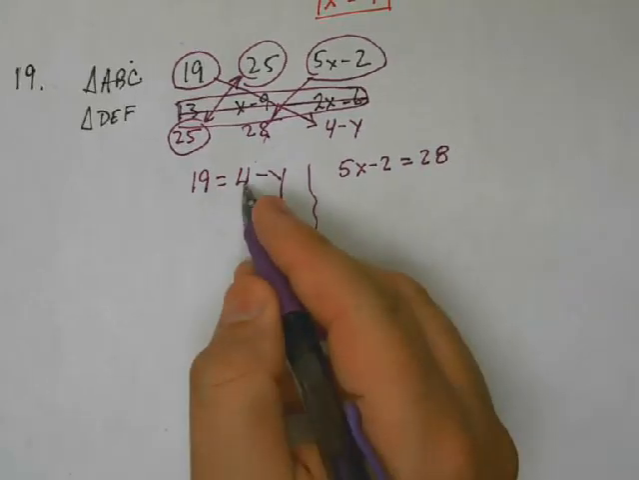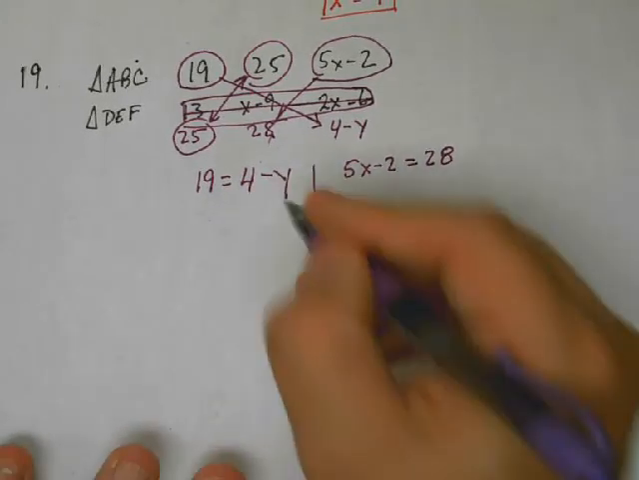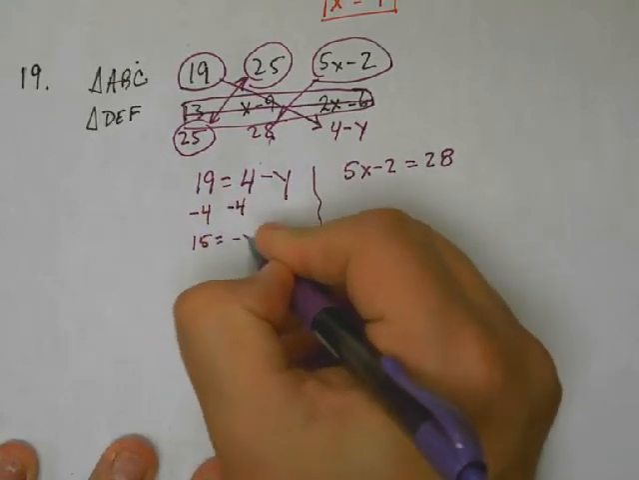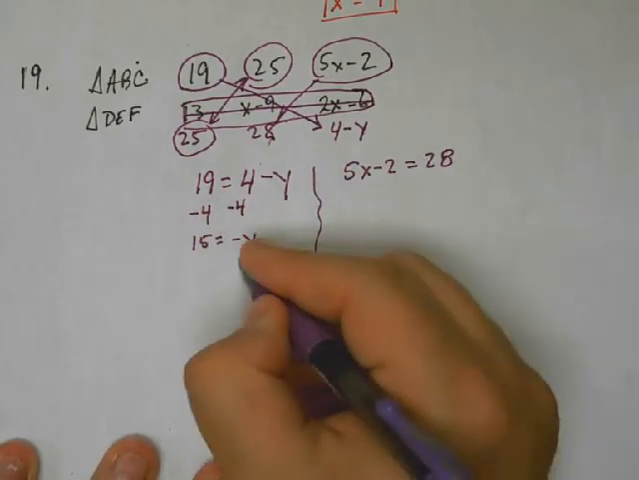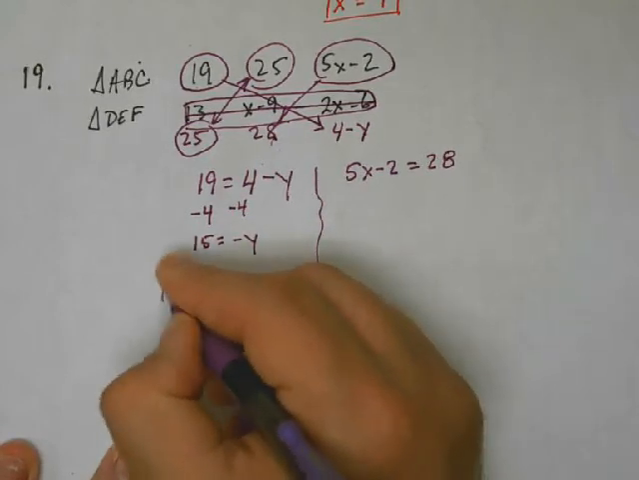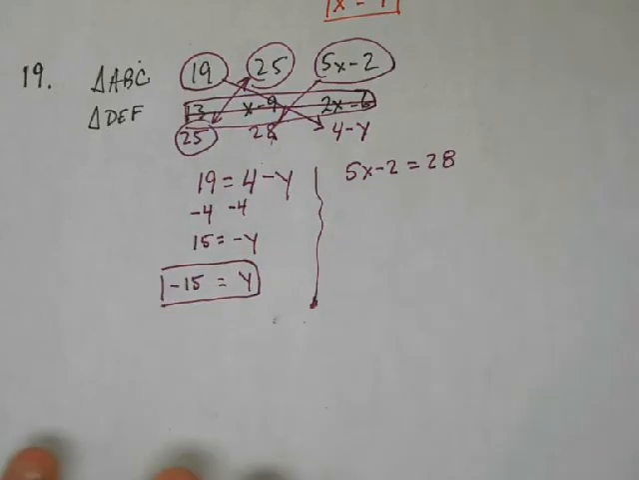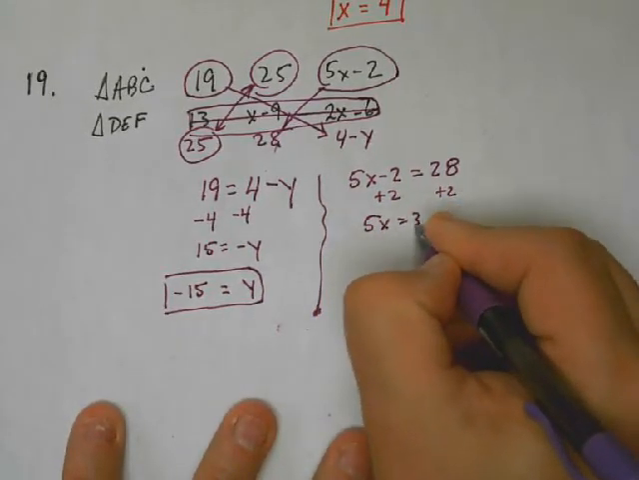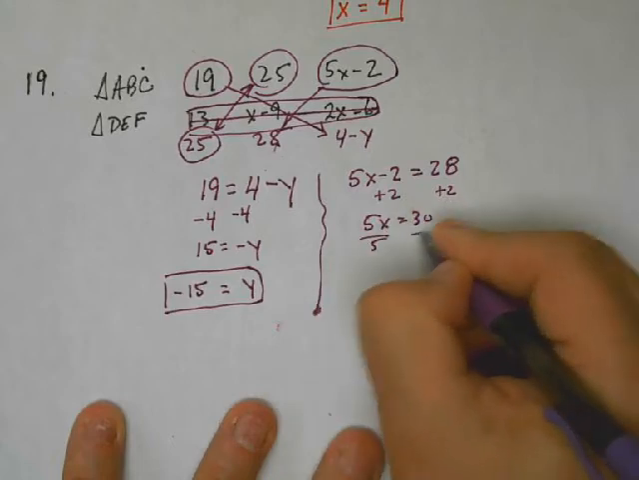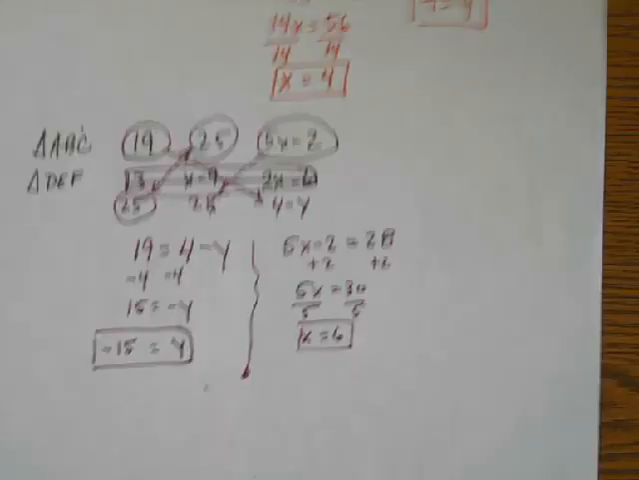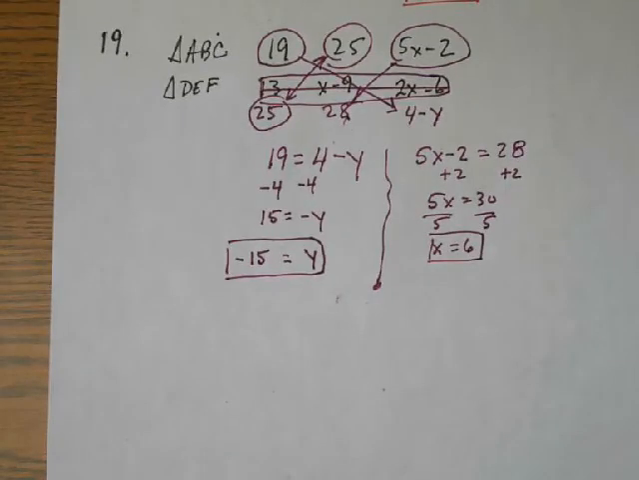All right, so if you don't remember how to do that, just watch me. I'm going to get it done. Subtract 4. Negative y. Take the opposite of both sides. So I end up with y is equal to negative 15. Over here, I add 2. And I divide by 5. And so there's my solution on 19. X equals 6. Y would equal negative 15.